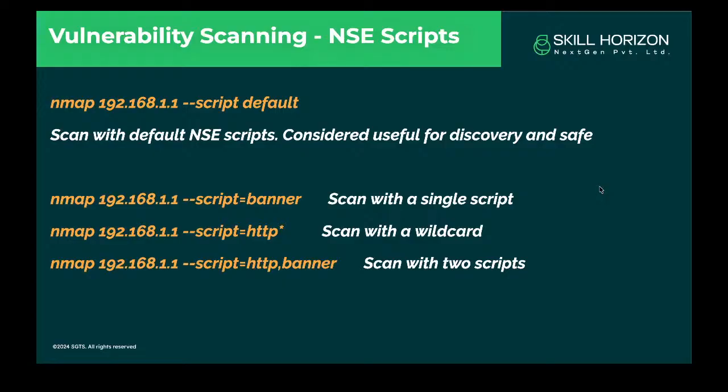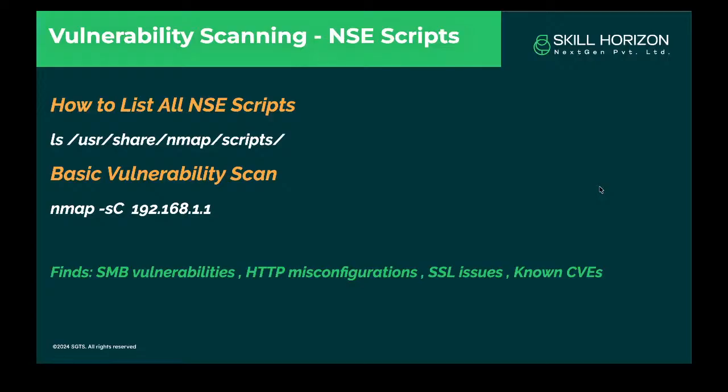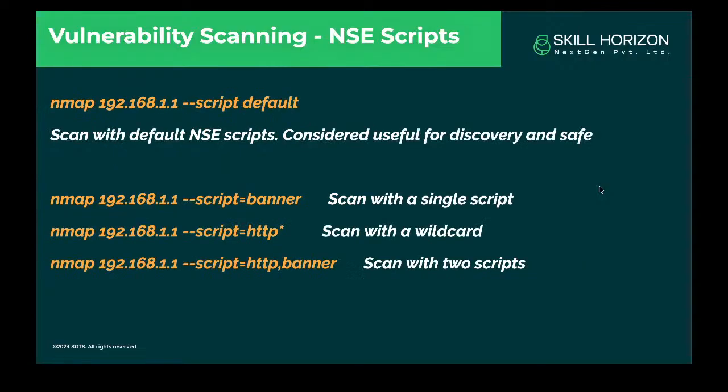So if you want to run your scan with the default scripts, then use the option -sC. But if you want to scan your target with specific scripts, then use the option --script. I created some scenarios. Using --script, suppose you put default, then the default NSE scripts will be chosen and your scan will be performed. This particular scan is useful for discovery and safe scanning. Then if you use banner, here the banner is the script name. You can put any other script also.